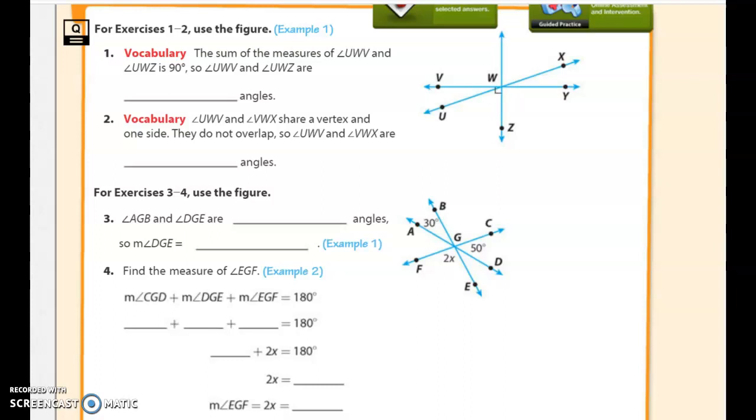Okay, so what's on the screen here? We're going to be looking at questions 1 through 4. The first of which is going to deal a lot with vocabulary, and the second of which is going to deal more so with the concepts and some calculation.